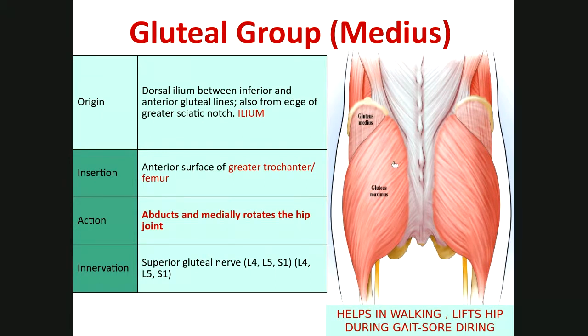A good way to remember that is the gluteus maximus is located inferior, and it's innervated by the inferior gluteal nerve, where the gluteus medius is superior and is innervated by the superior gluteal nerve. Another muscle innervated by that superior gluteal nerve is the tensor fasciae lata.